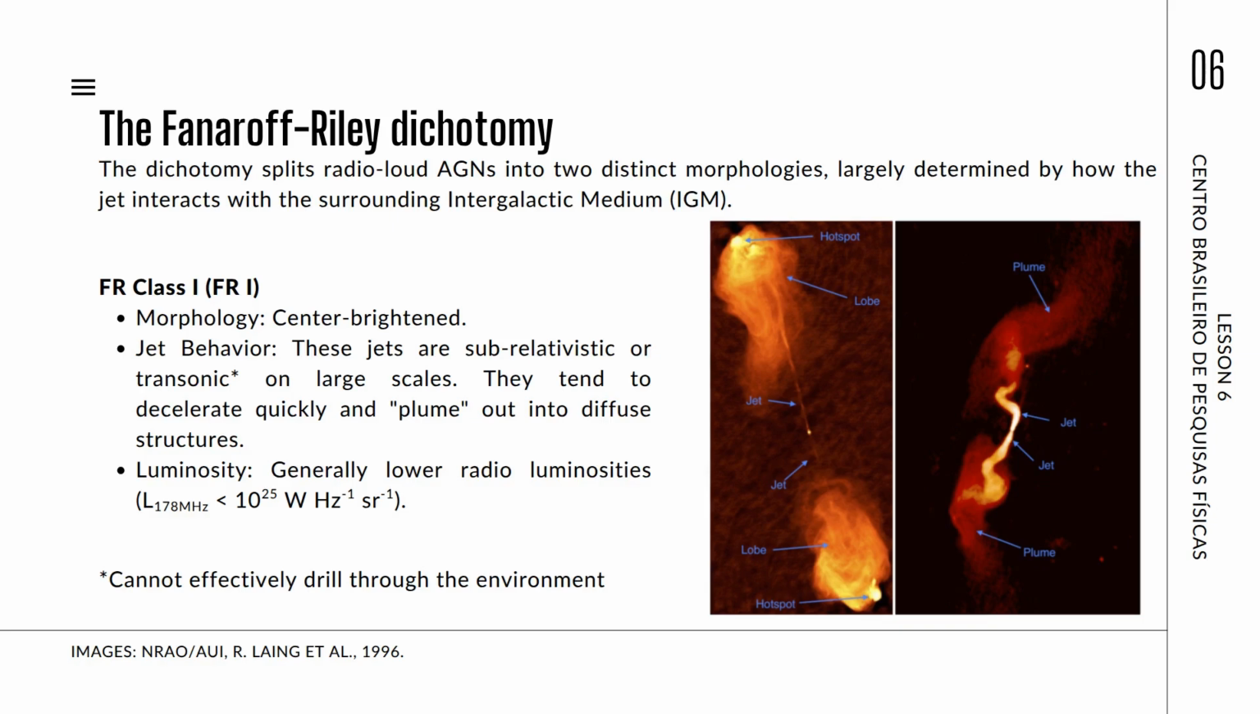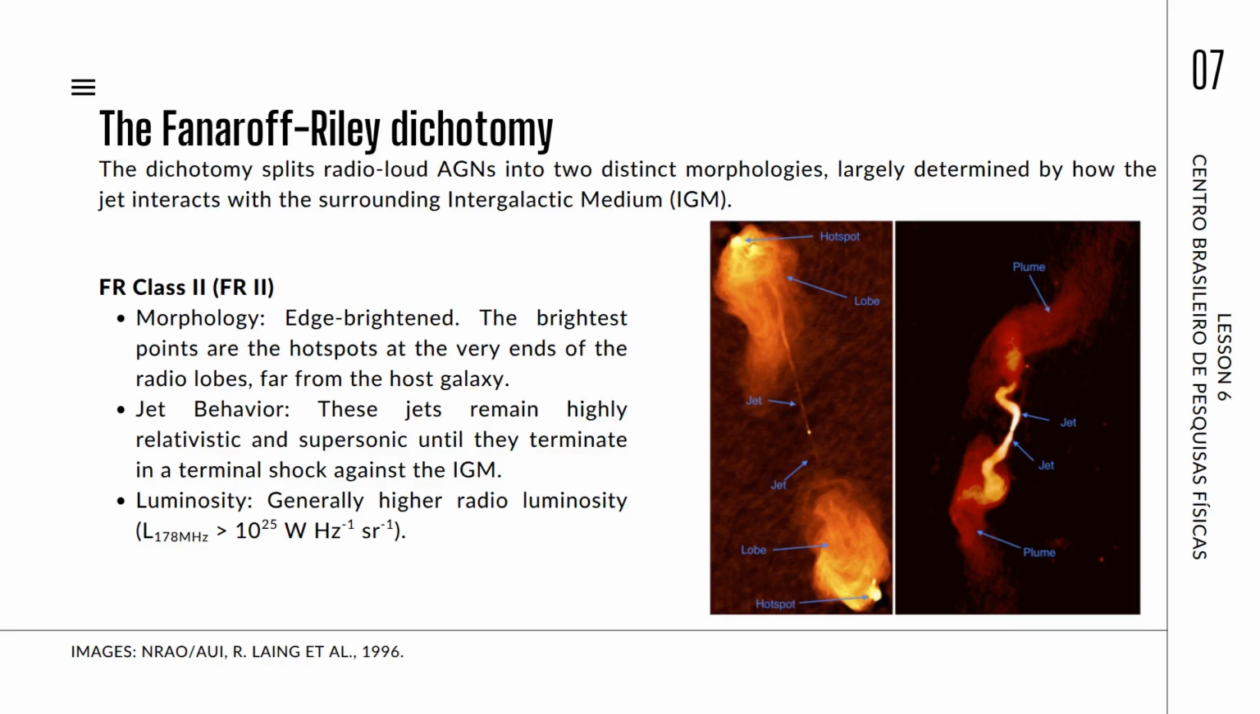For the Fanaroff-Riley 2 case, we have the edge brightened morphology, so you can see here, the brightest points are in the edges of the lobes. We have these very bright radio lobes. This is where they hit the extragalactic medium. So we have a change in density of the environment, and they remain really relativistic, and they are supersonic until they terminate in the shock, and they are much brighter as well. Okay, so by convention, brighter than 10 to 25 watt per hertz per steradian.